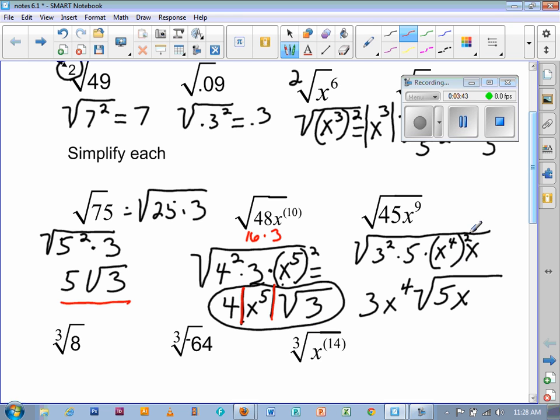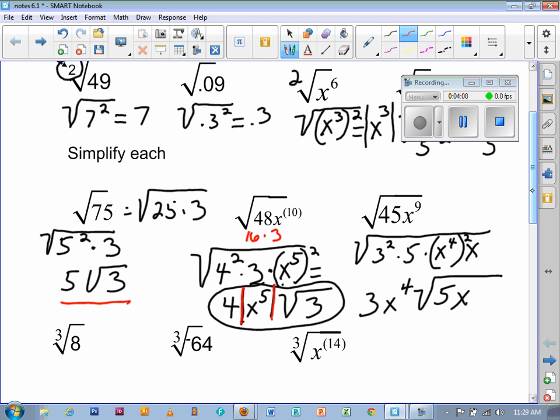And then the last one, very similar process, as you can see. This is 9 times 5, which is 45. Square root of 9 became 3. X to the 4th squared is x to the 8th times x is x to the 9th. X to the 4th squared becomes x to the 4th. I do not need absolute value signs there. And then we end up with 5x left underneath the square root sign. So hopefully that went well for you.